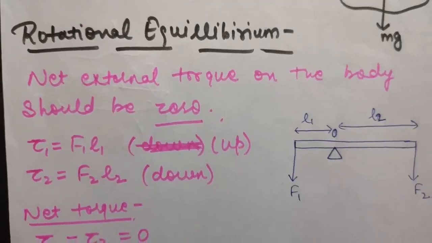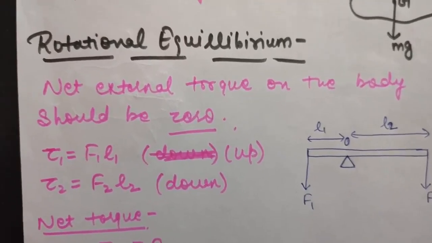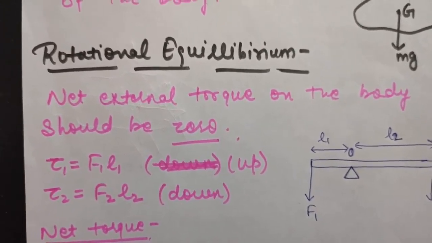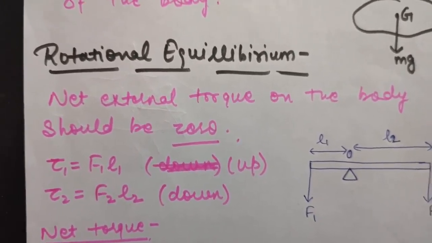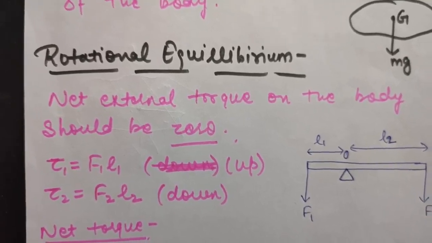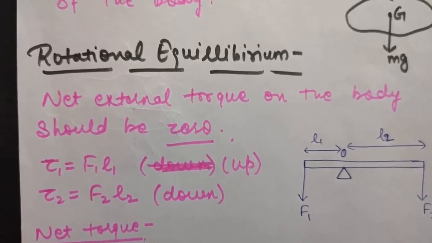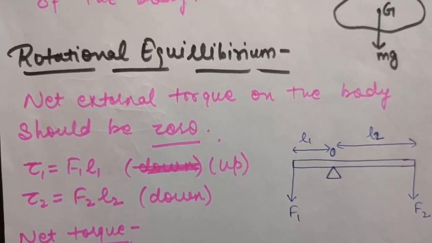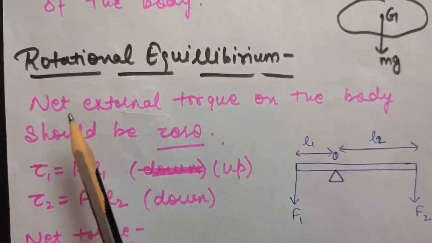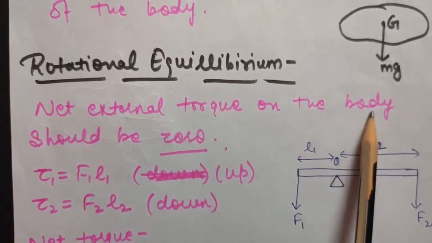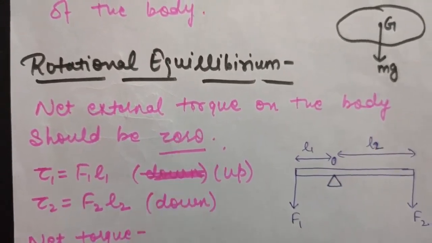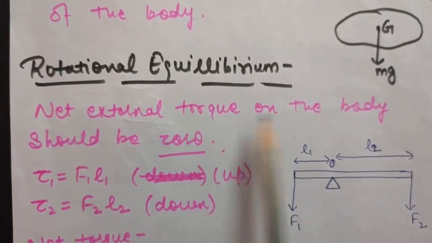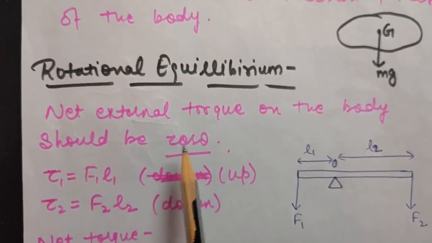Okay, so the next is rotational equilibrium. As you have also studied the equilibrium of bodies in linear motion, there we always say that if the net external force on a body is 0, then it is said to be in equilibrium. But for rotational equilibrium, the statement changes like this: if the net external torque on the body is 0, then we can say the body is in rotational equilibrium. That is, the net external torque on the body should be 0.